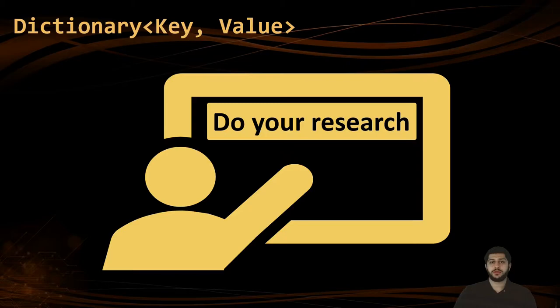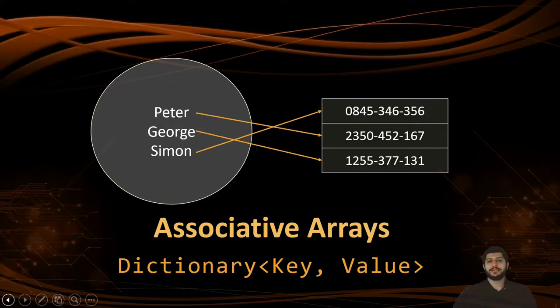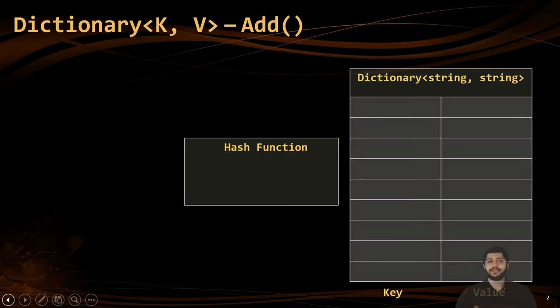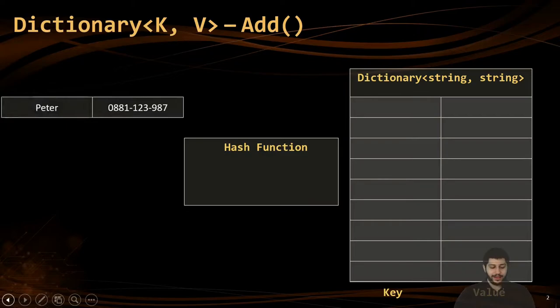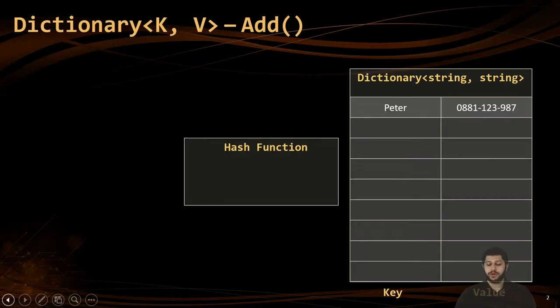Let us now take a peek inside the dictionaries. Please bear with me. We're not going to look deep. It's just a slight peek into the inner workings. Let us see how we add inside a dictionary. First of all, let's add a single key value pair. And this single key value pair is Peter and his phone number.